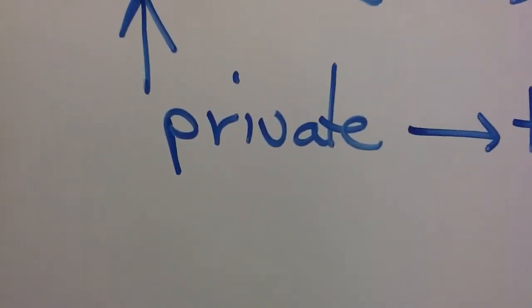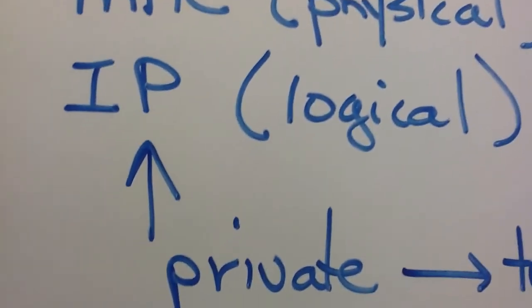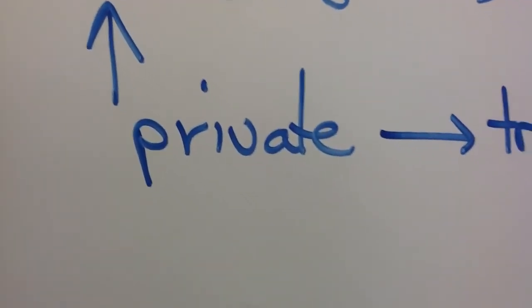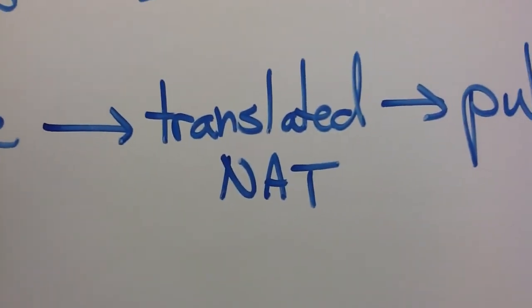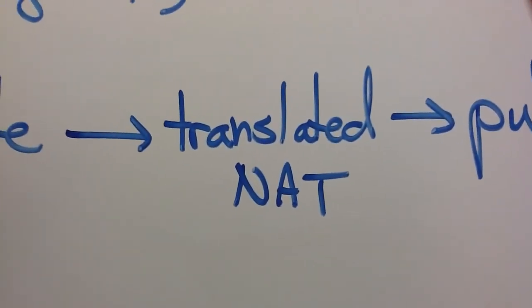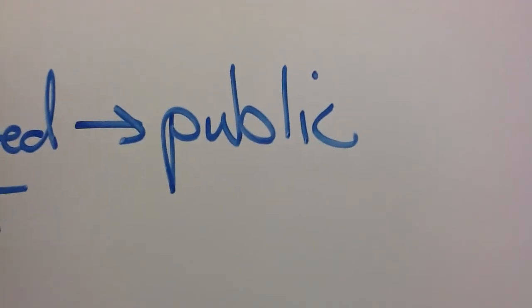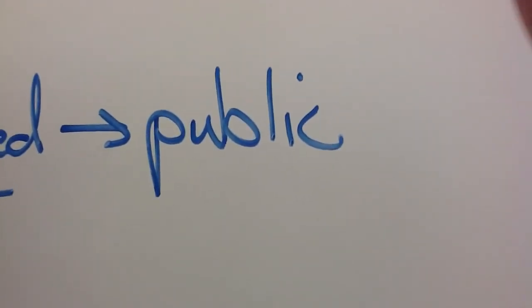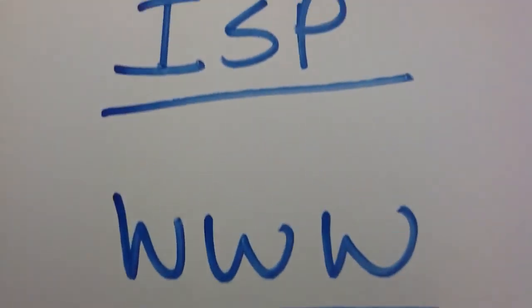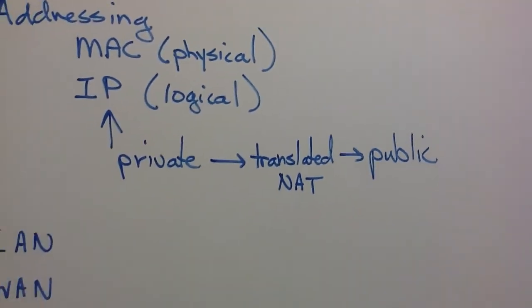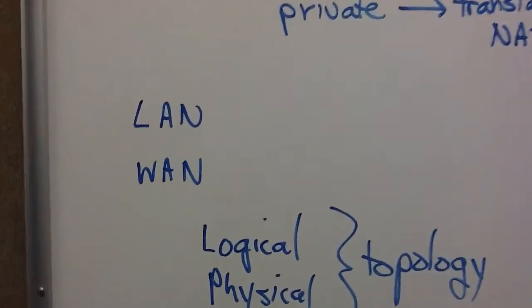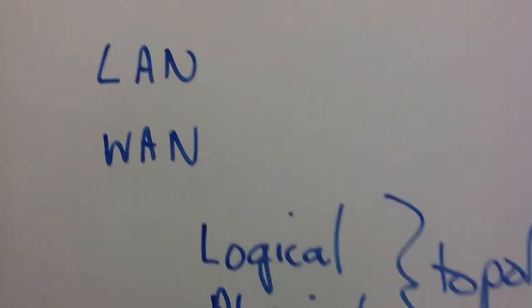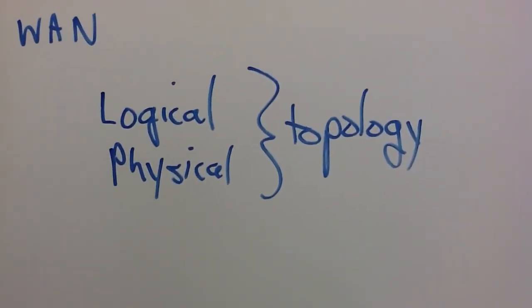Internally, in networks, we have private IP addresses. And then if you need to go out to the internet, they're translated using network address translation to a public address for out on the internet. That public address typically comes from your ISP. So you should understand that concept there too. We reviewed briefly LANs and WANs, and we talked about logical networking topologies.